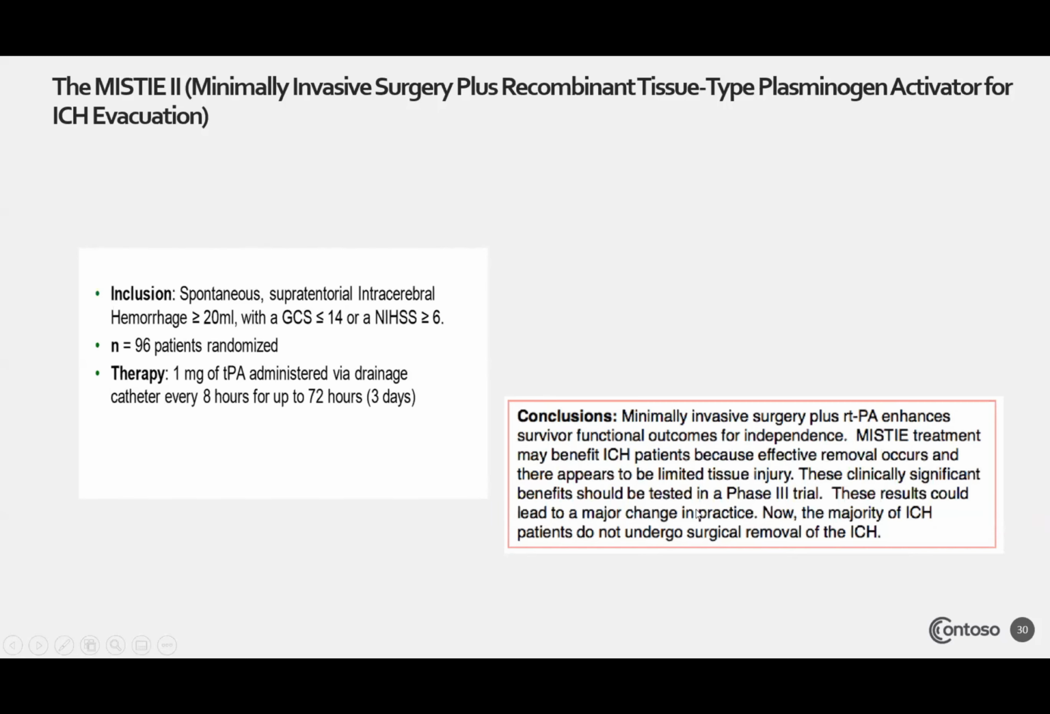Now, the majority of ICH patients don't undergo surgical removal of ICH. So the point of the MISTIE trial is to shift from the surgical invasive approach to a minimally invasive one. In MISTIE trials, we will go for 3. There is a clearing of the hematoma, there is shrinkage of the hematoma, and the patient will have faster recovery. And that's what we will see.